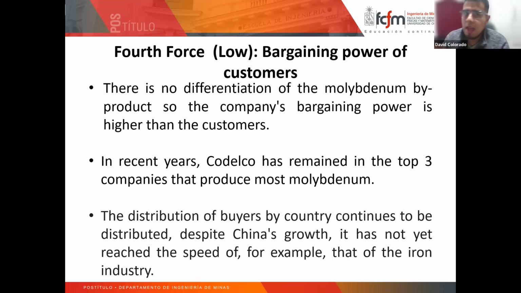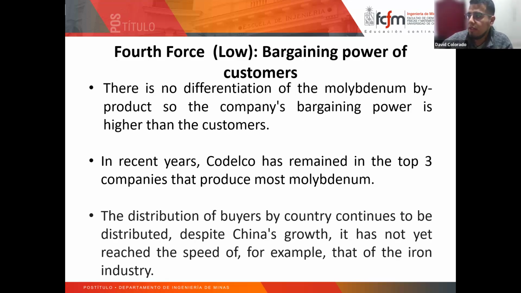Okay, for the fourth force, bargaining power of customers, we are considering that it is low. There is no differentiation of the molybdenum byproduct, so the company's bargaining power is higher than the customer's. That means that the molybdenum that Codelco produces is a byproduct of the copper concentrate, so there is no difference in quality.